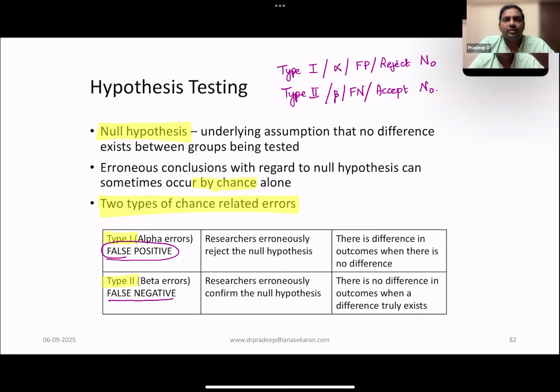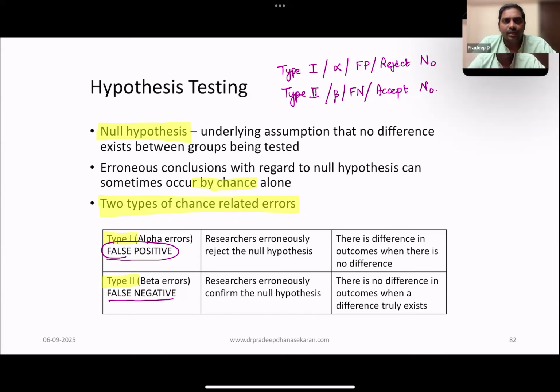Moving on to type 2 errors, which is nothing but beta or a false negative. You accept the null hypothesis. That means there is no difference in outcome when a difference truly exists. That means when there is an obvious difference, you note it down as no difference. Here you accept the null hypothesis. So that is what a type 2 or false negative is. These are chance related errors.